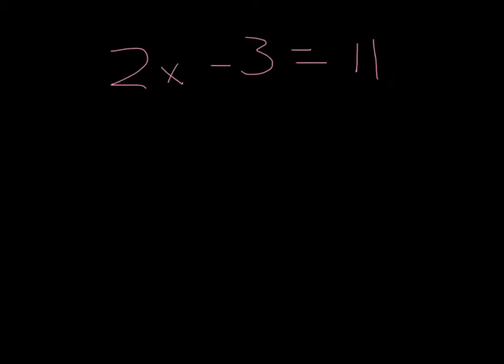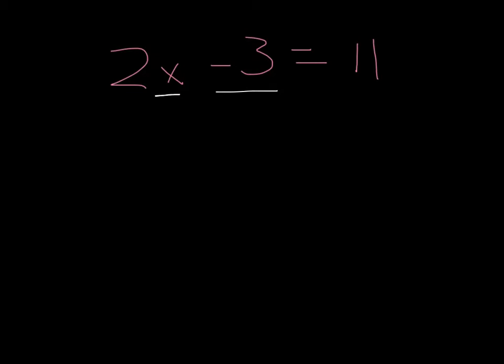So let's look at an example of how this works. Here is an algebraic equation. And you can see x is on one half of the equation and it's equal to something. It's equal to 11 in this case. The question, of course, is how do we get x by itself? We have two operations here if you look closely. You have multiplication and you have subtraction.